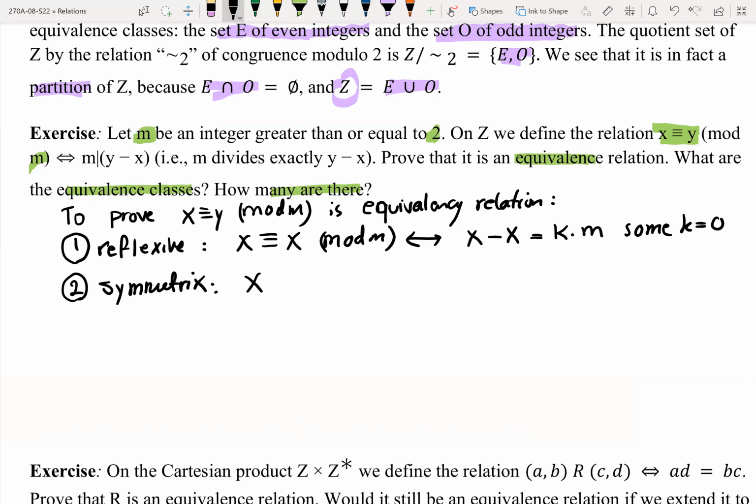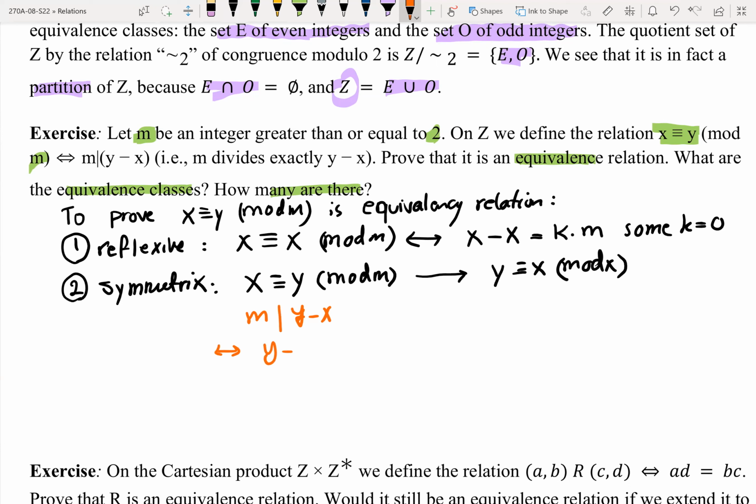So this is reflexive. Number 2, symmetric. Symmetric says if X and Y have the same remainder in mod M, you need to show Y and X also have the same remainder. So this is so obvious. Because if M divides Y minus X, or you can just say Y minus X equals K times M for some K.